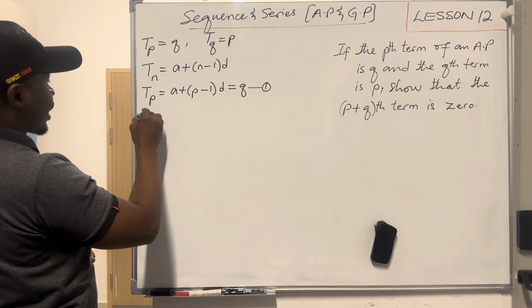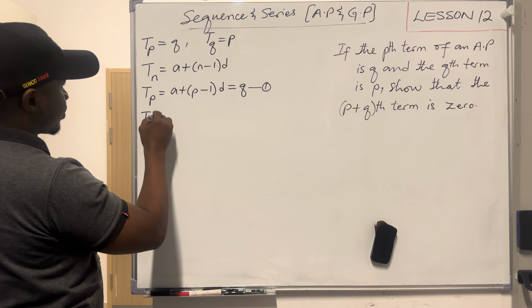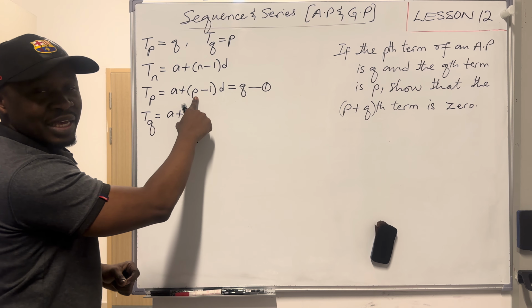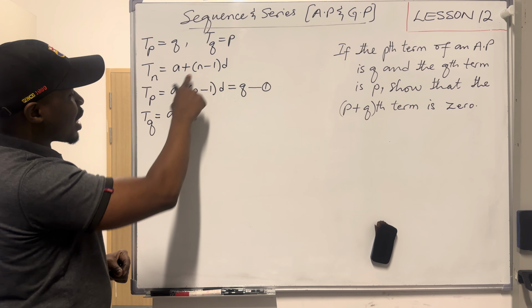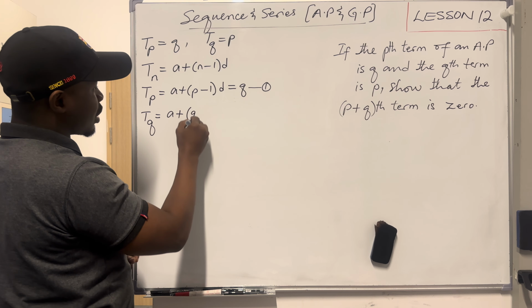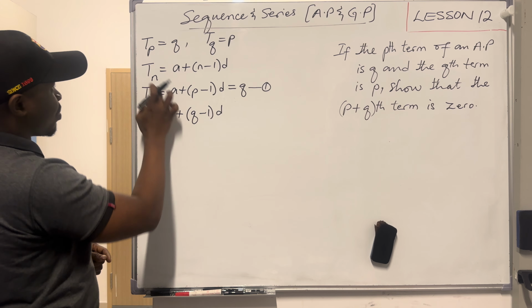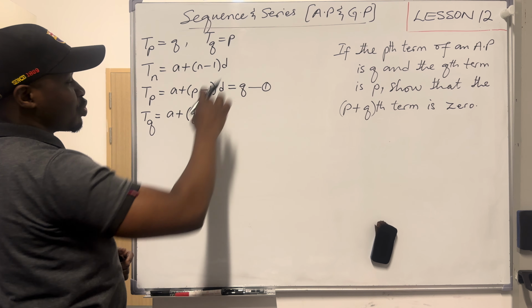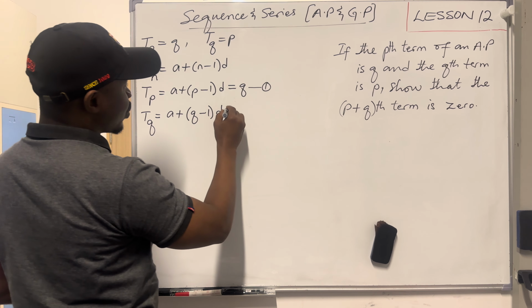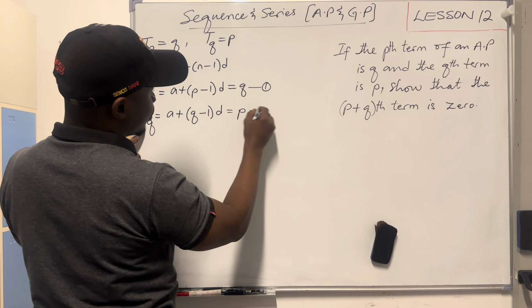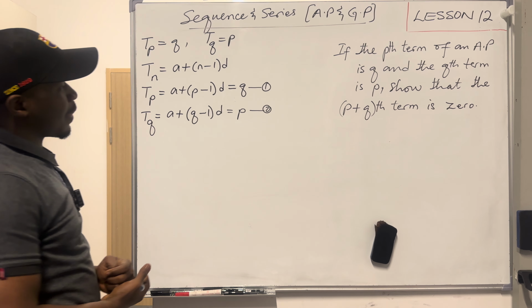We go again. The qth term is a plus. Are we using P again? No. Are we using n? No, we are dealing with the qth term. So now we say (q minus 1) multiplied by d, which is coming from the general term, the nth term. This qth term is given as P. So this is our second equation.